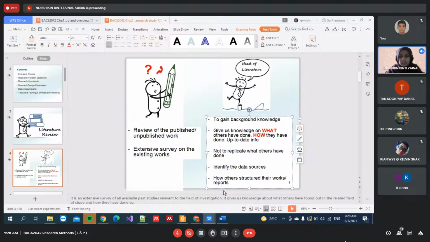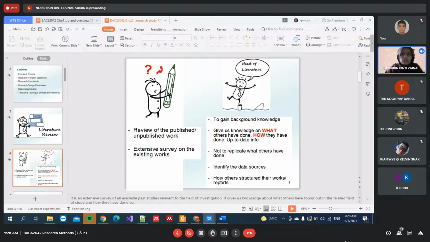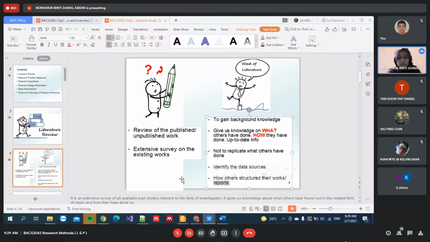How others structured their works and reports. This is another importance of LR, because we can see how they produce their output and how they structured their works, I mean the organization of the research to write a report. A report is actually the result of your whole process. But for this course, you need to write an article. You don't need to write a report.